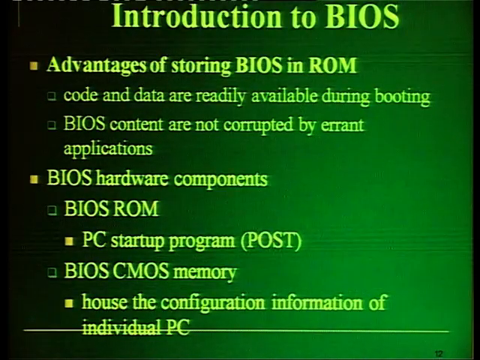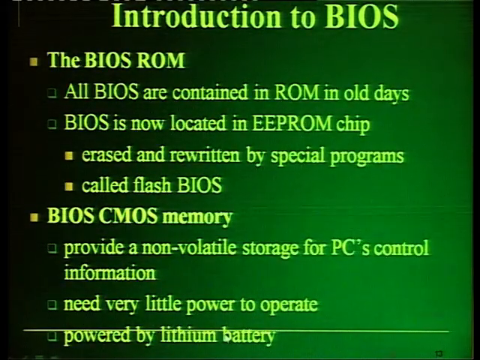The various BIOS hardware components are, first, BIOS ROM. It stores the startup program, that is your power on self test checking program. Then the second hardware component is BIOS CMOS memory, that is complementary metal oxide semiconductor memory. It houses the configuration information of the individual PC. It consists of all the configuration information regarding every PC, what is the timing, what are the memory requirements, etc. Then the BIOS ROM.